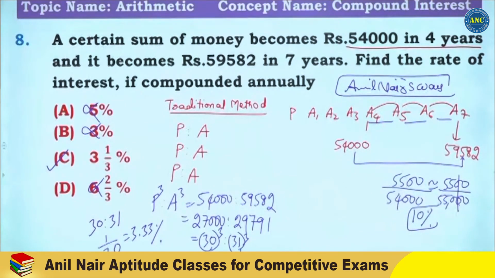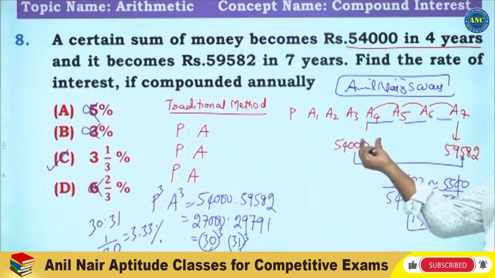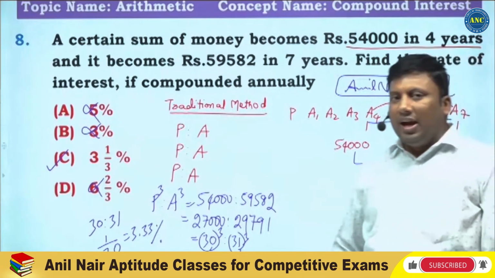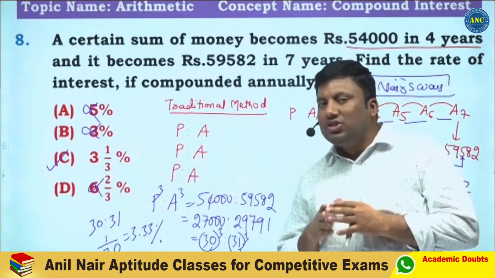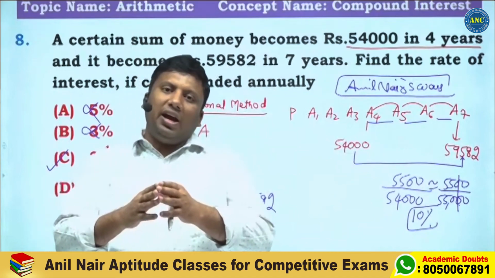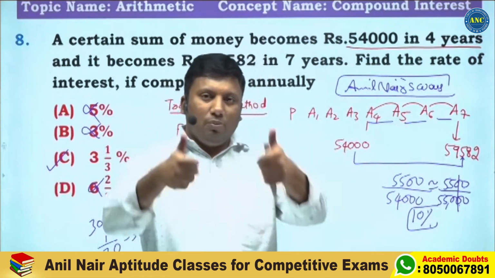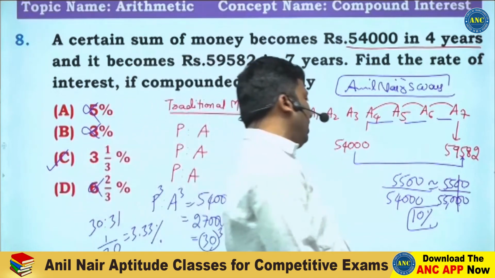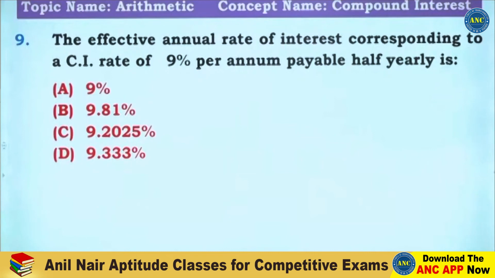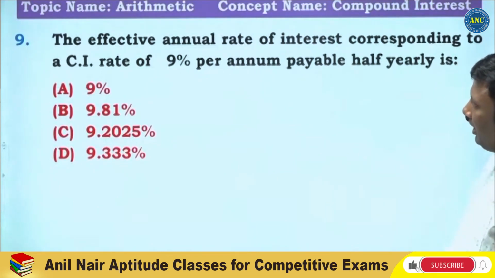If you get your fundamentals right, 54,000, 60,000. Increase is 6. 6 on 54 is 1 by 9. 11 percentage around 3 years. Per year answer should be around 3. Only one option is quite visible to me. I hope you are all enjoying the beautiful ways of solving compound interest related problems. I hope it is clear.